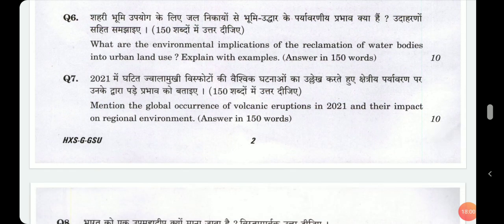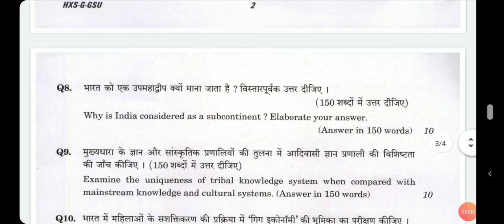Mention the global occurrence of volcanic eruption in 2021 and their impact on regional environment. A volcano eruption is when lava and gas are released from an active volcano, often explosively. Volcanoes have significant impact on the regional environment, as can be seen from the example of the following volcanoes in 2021.